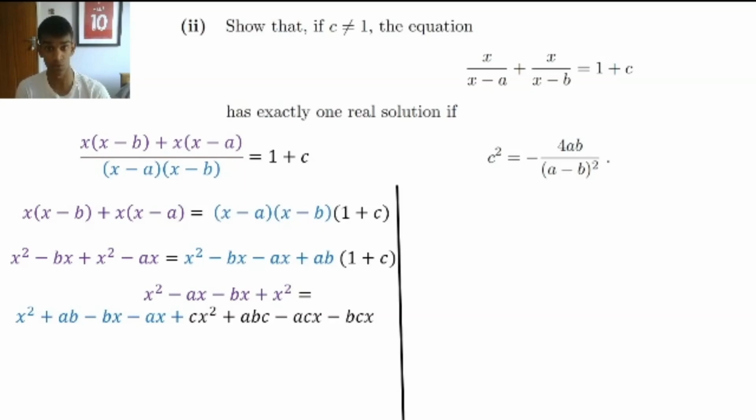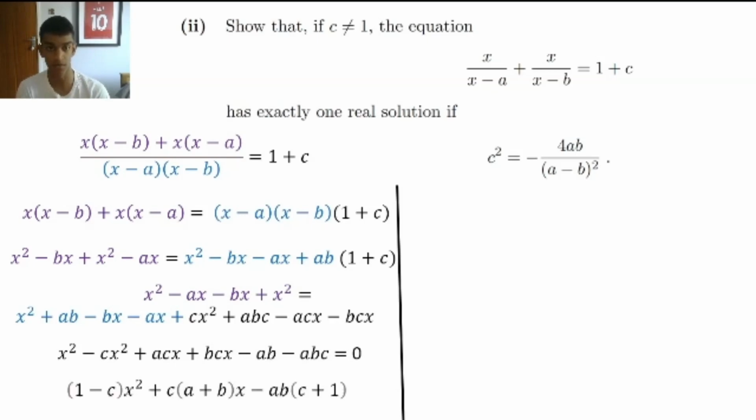Moving everything to the left hand side as we did previously, we get x squared minus cx squared plus acx plus bcx minus ab minus abc, and this is all equal to 0. What I'm going to do now is factorize each of the coefficients of x squared and x and leave the units on the right hand side by themselves.